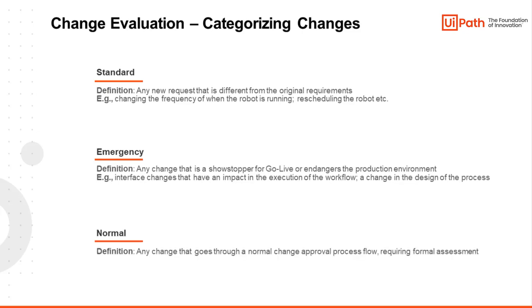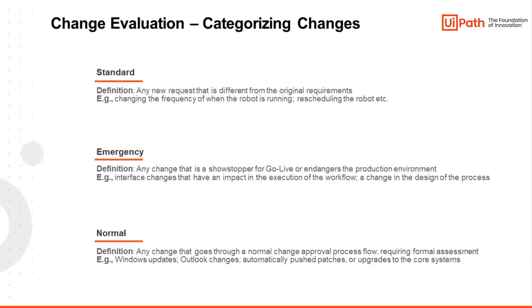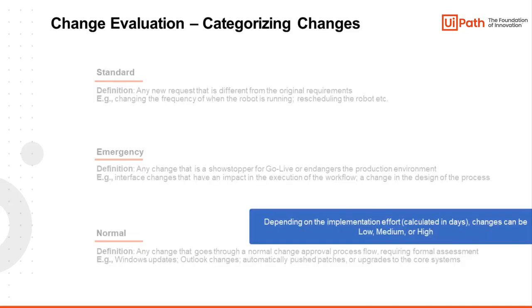We can conclude with normal changes, which comprise any change that goes through a normal change approval process flow, meaning that it needs formal assessment. Any normal change where the workflow or any custom code needs to be modified should be deployed through the organization's release management process. A list of examples would include Windows updates, Outlook changes, automatically pushed patches, or upgrades to the core systems. Depending on the implementation effort, which is calculated in days, changes can be low, medium, or high, and it's typically up to the company to decide on the number of days for each category.